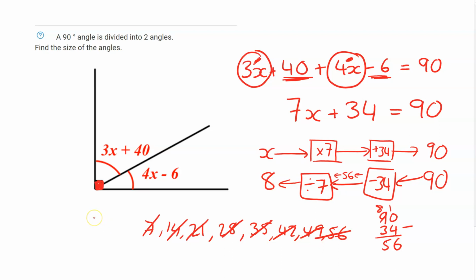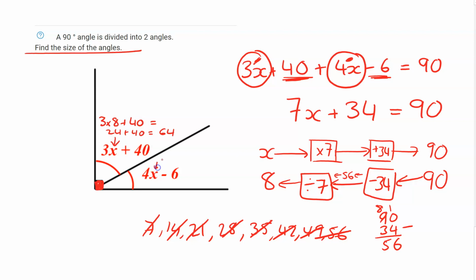Okay, so you might think you're done there, but guess what? You're not. It says find the size of the angles. So we know x is worth 8. So I'm going to put 8 there, so that means do 3 times 8 add 40. So 3 times 8 is 24, add 40 is 64.